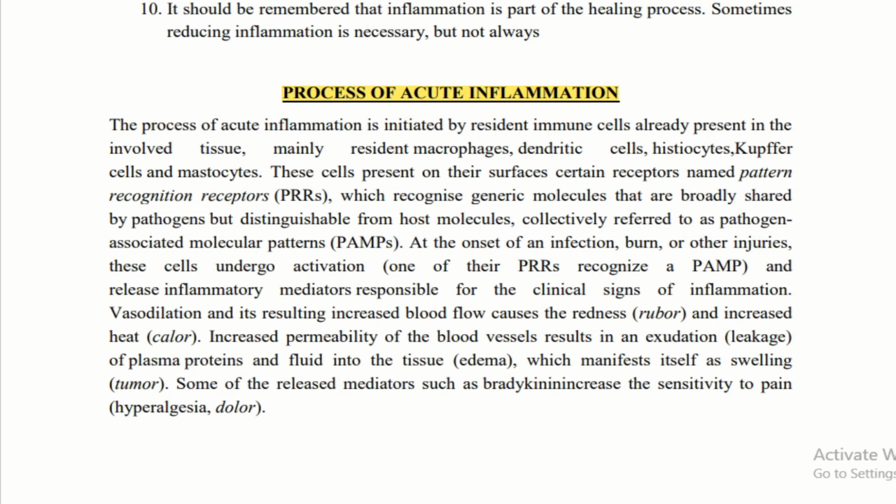At the onset of an infection, burn, or other injuries, these cells undergo activation and release inflammatory mediators responsible for the clinical signs of inflammation. Vasodilation and its resulting increased blood flow will cause redness, or rubor, and increased heat, or calor. Increased permeability of the blood vessel will result in exudation, or leakage, of plasma protein and fluid into the tissue, causing edema, which manifests itself as swelling, also known as tumor. Some of the released mediators, such as bradykinin, increase the sensitivity to pain, which is also known as hyperalgesia. So this is the process of acute inflammation.